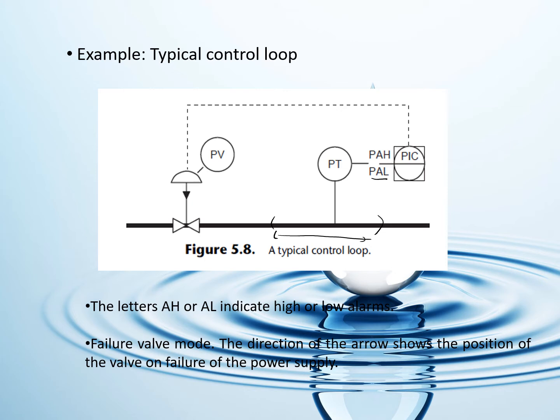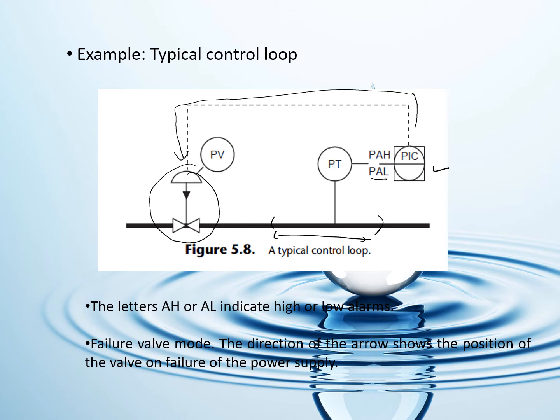So okay, after the information is sent to the pressure indicating controller, the controller will send the information to the control valve. So the control valve will perform the corrective action based on the decision made by the PIC.